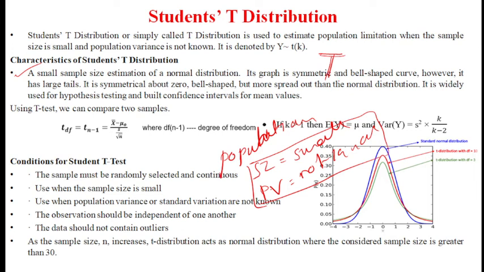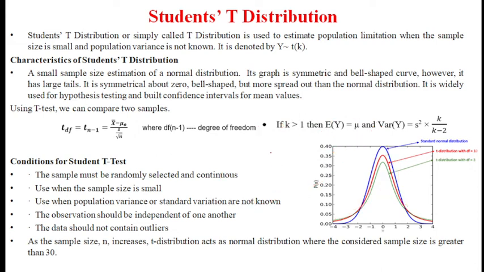The graph is a symmetric and bell-shaped curve. If you can see this diagram, the graph is bell-shaped and symmetrical. However, it has large tails. It is symmetrical about 0, bell-shaped, but more spread out than the normal distribution. It is widely used for hypothesis testing, to build confidence intervals from the mean values.